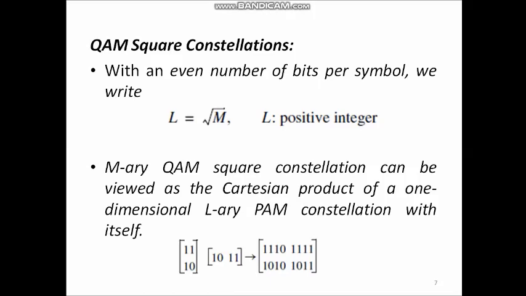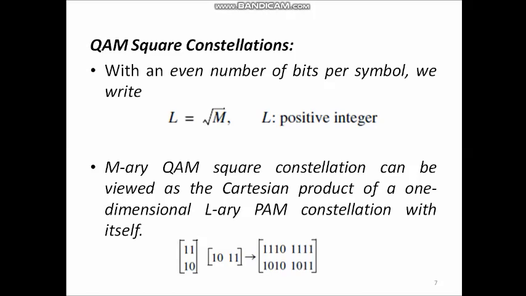Next, here we will see how to write this QAM square constellation. With an even number of bits per symbol, we can write the relationship between L and M as L equal to root M. M is the total number of symbols and L is a positive integer. So, next, the M-ary QAM square constellation can be viewed as the Cartesian product of a one dimensional L-ary PAM constellation with itself.